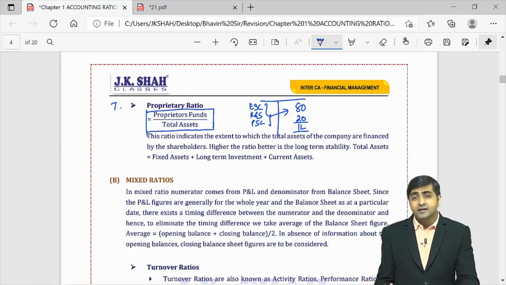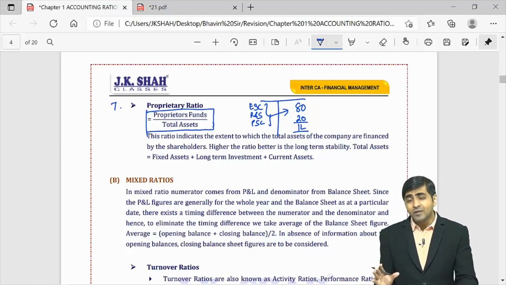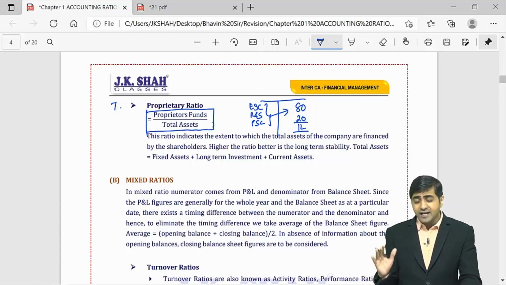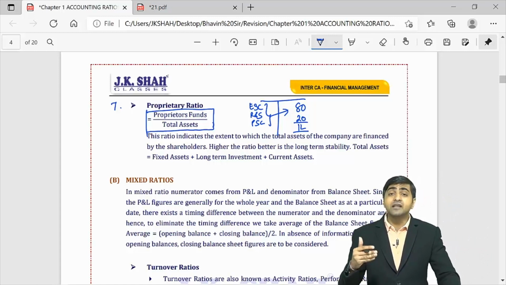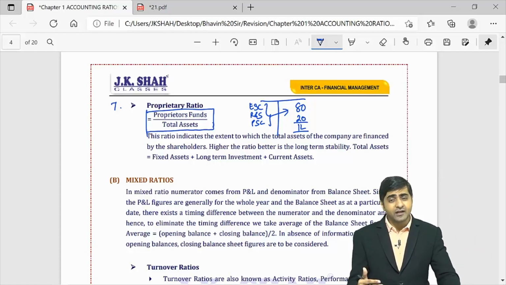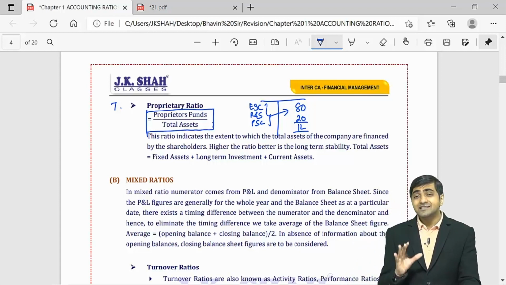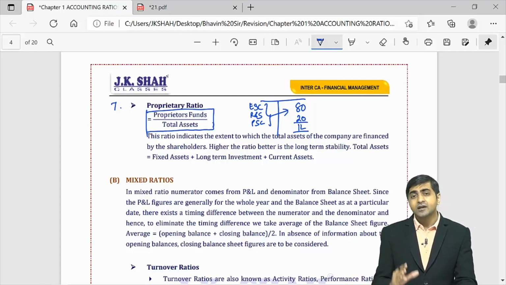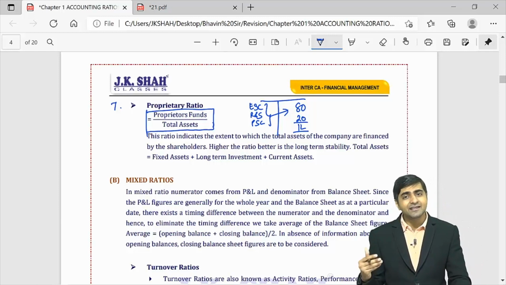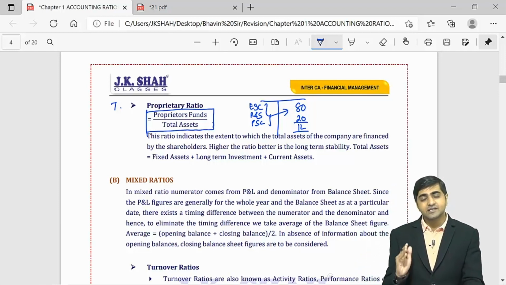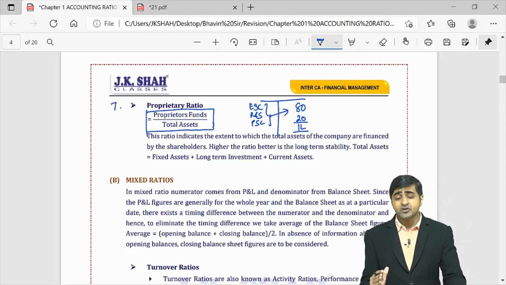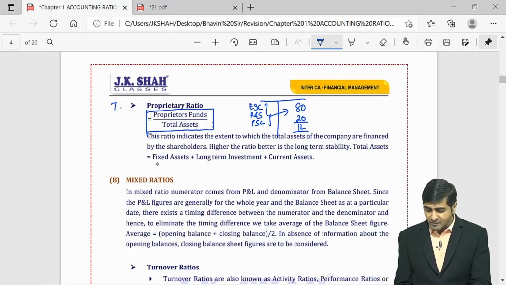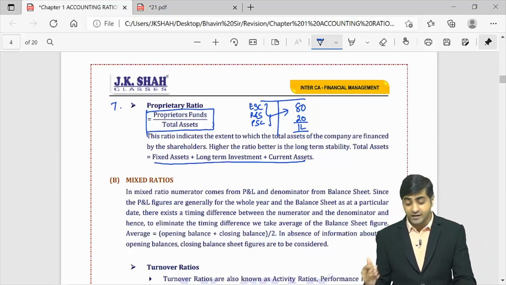So in this particular case, the ratio will signify how much is the contribution of the owner in the total assets of the particular company. Guys, if this ratio is higher, it means that there is long-term stability in the particular company. If this ratio is lower, then it signifies that more money is being contributed by the outsiders in the total assets of the company. So if this ratio is higher, it means stability is higher. If this ratio is lower, it means your stability is lower. So guys, your proprietary ratio is nothing but proprietors funds upon your total assets. Now my dear students, your total assets is nothing but fixed assets plus long-term investments plus your current assets.